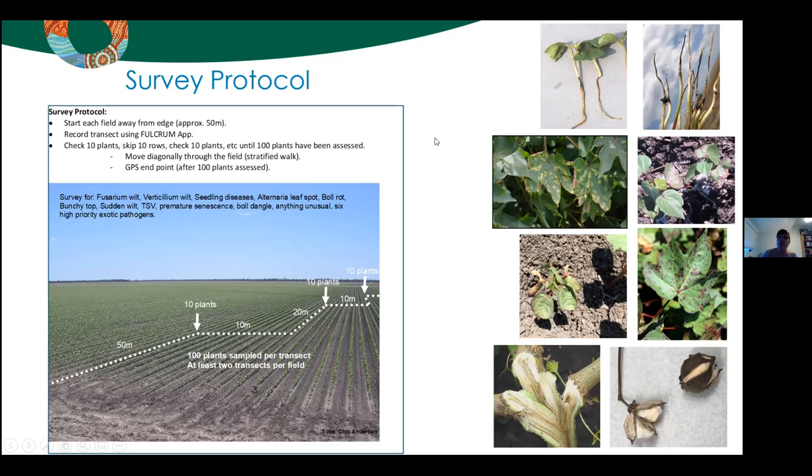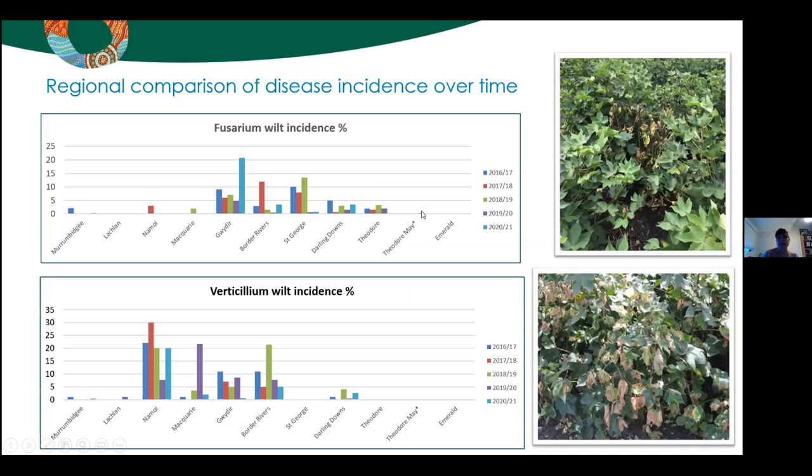But the sorts of things we find are the seedling diseases such as rhizoc and pythium, black root rot. We have alternaria, early season and late season, verticillium, fusarium wilt, and a whole lot of boll rots. And we take back samples, identify what we suspect to be the disease, and then we release this to industry.